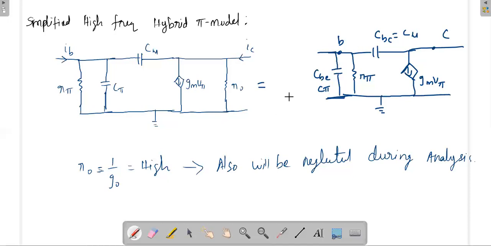Then with this we'll proceed. In the next class we'll see, with the help of this model, how to derive the short circuit current gain of the common emitter amplifier.